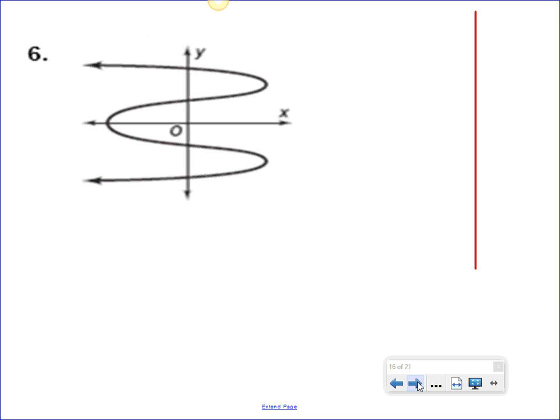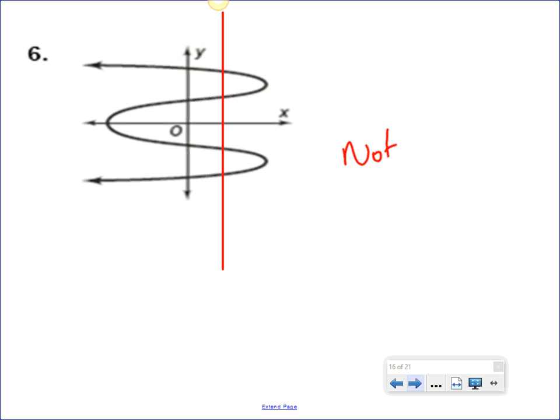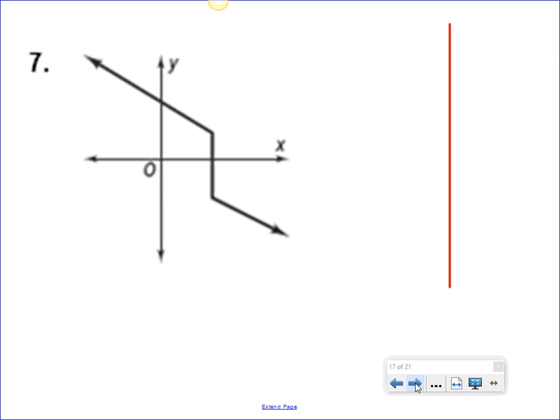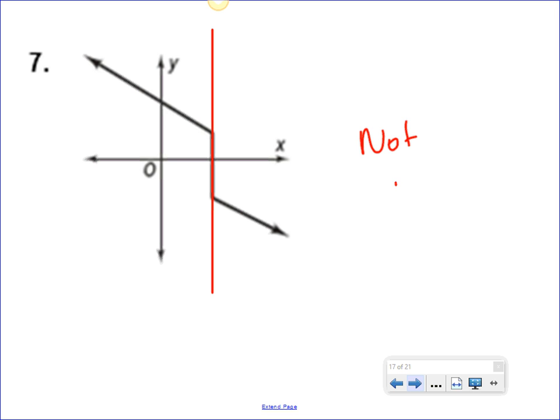Okay. This one, drag it through here. Hopefully you can see there's lots of places where it's going to hit more than once. So this is not a function. Okay, this one. If you slide this one over and we stop right here, hopefully you can see that there's all kinds of points that it's hitting. So this one as well is not a function.